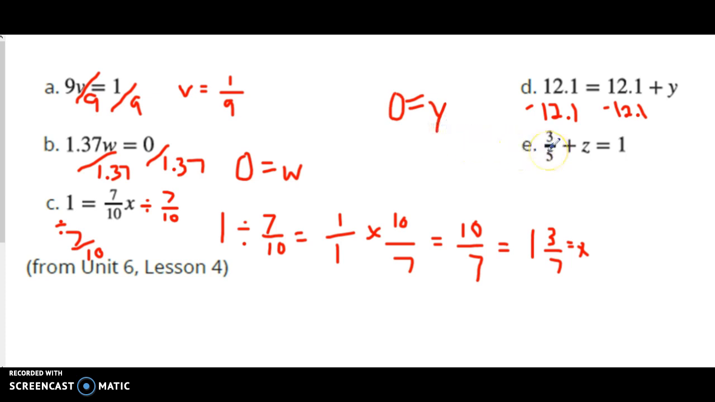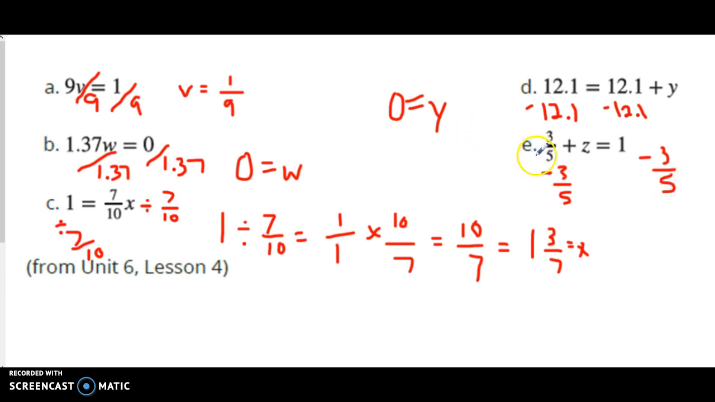E, 3.5 plus z equals 1. Again, I can do this in any order. I can do z plus 3.5. So if I'm adding 3/5, I need to subtract 3/5 from the left, which means I have to subtract 3/5 from the right.